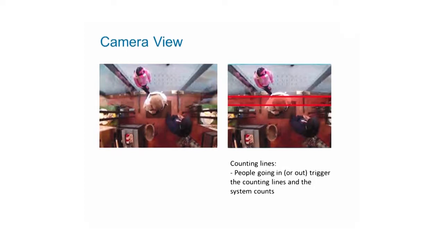So it looks down onto the floor, looking onto people's heads, and then there will be counting lines going horizontally across the image, so the people coming in will break the lines as they come in this direction, and when they break the lines in that direction, it will be considered as going out.